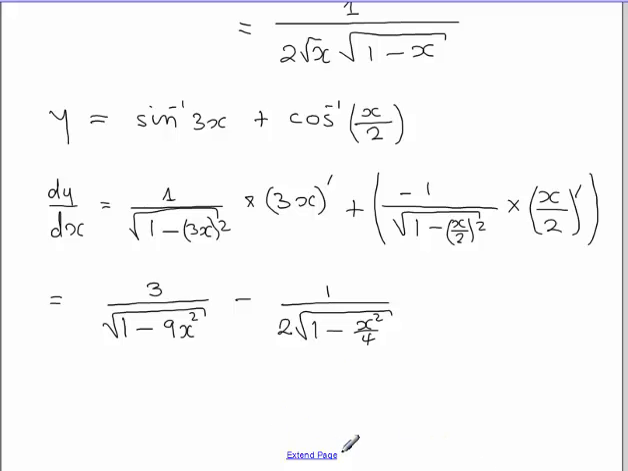I think so. Let's see if I have this. The answer in the book is different.